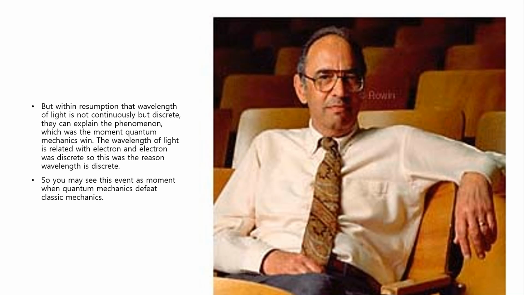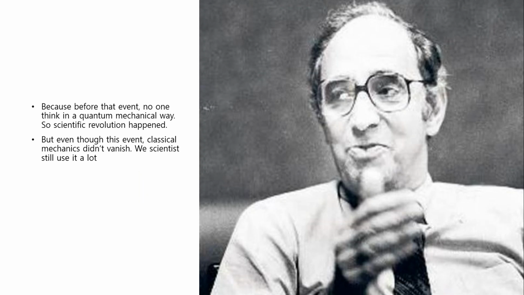But with the assumption that the wavelengths of light are not continuous but discrete, they could explain the phenomenon, which was the moment of quantum mechanics, when the wavelengths of light were related to electrons, and electrons were discrete. So this was the reason wavelengths are discrete. You may see this event as the moment when quantum mechanics defeated classical mechanics, because before that event, no one thought in a quantum mechanical way, so a scientific revolution happened.